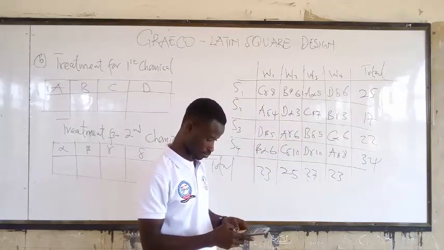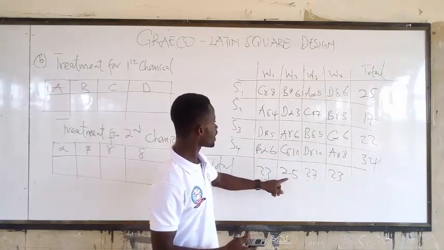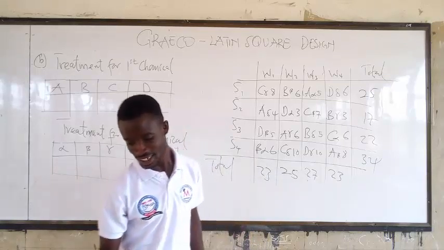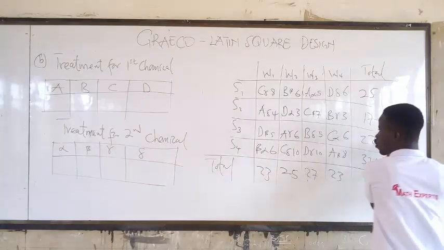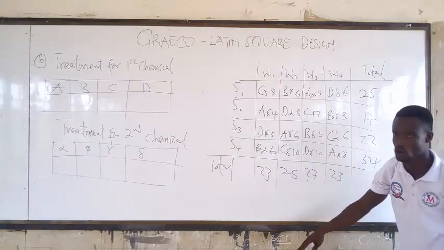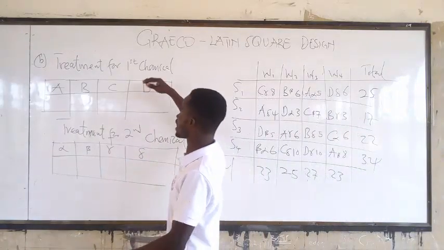Six plus ten. Yeah, 25. All right, so it's correct. Now, after getting to where we have our rows and we have our columns, we come back to the treatment.